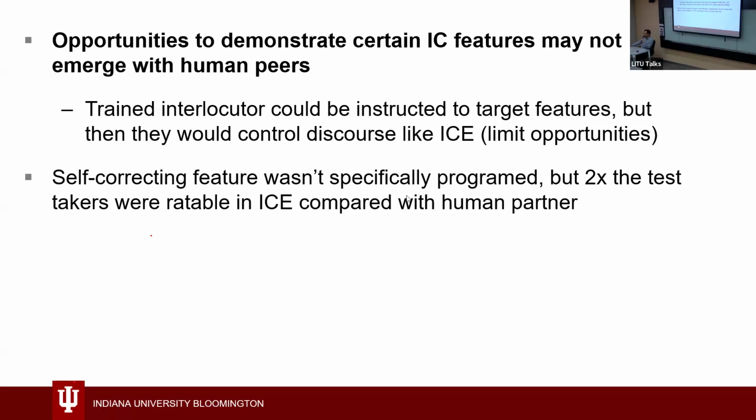Self-correcting feature wasn't specifically programmed, but two times the test takers were rateable in IC compared with the human partner. So what that means is, when students interact with the machine or computer partner, they do more self-correcting than when they're with a human test partner. I think this is also not really a surprising finding, because when you work with the computer program, you feel like you have to do more self-correction, because we don't receive any kind of prompt response.